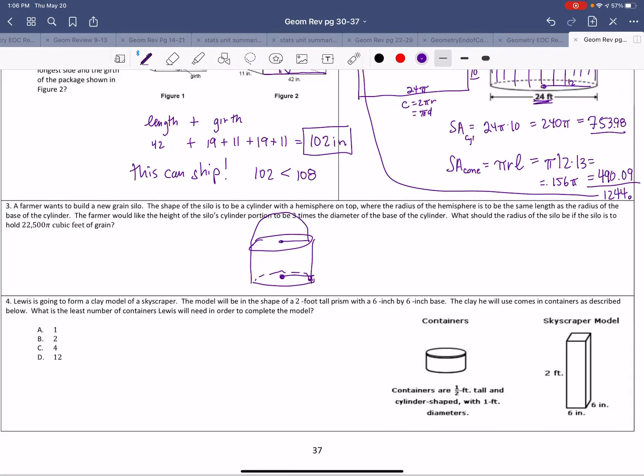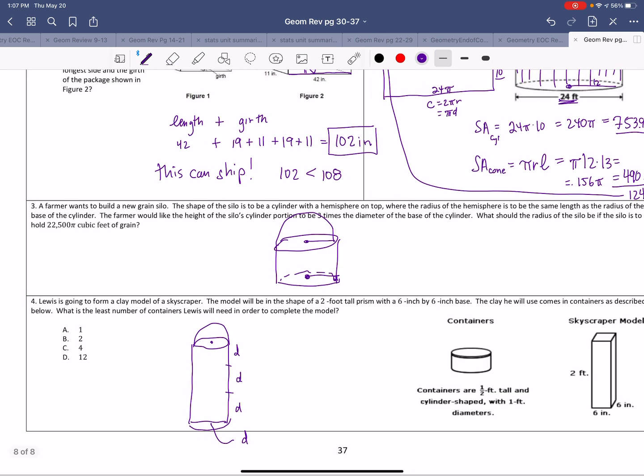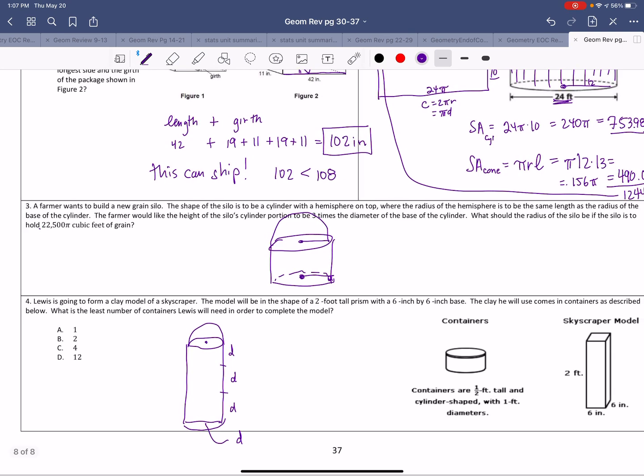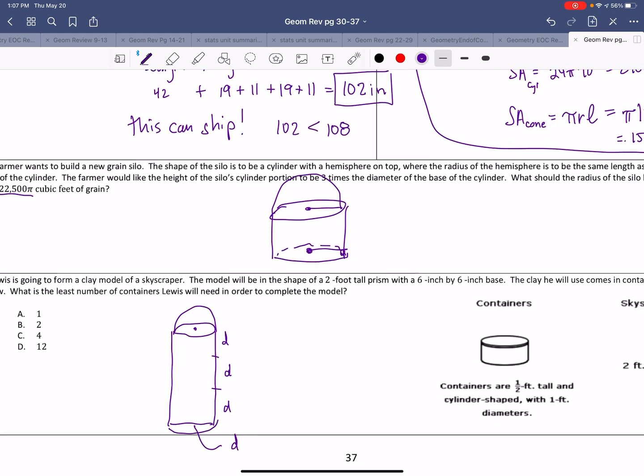Okay, so I actually come from what's called corn country, and this is exactly what silos look like. They're very, very tall and skinny, and they have a circle at the top. So whatever this diameter is, they want this to be 3 of those diameters. What should be the radius of the silo if they wanted to hold that many cubic feet of grain? Okay, so this is a very complex question. So let's work it out here, one piece by piece.